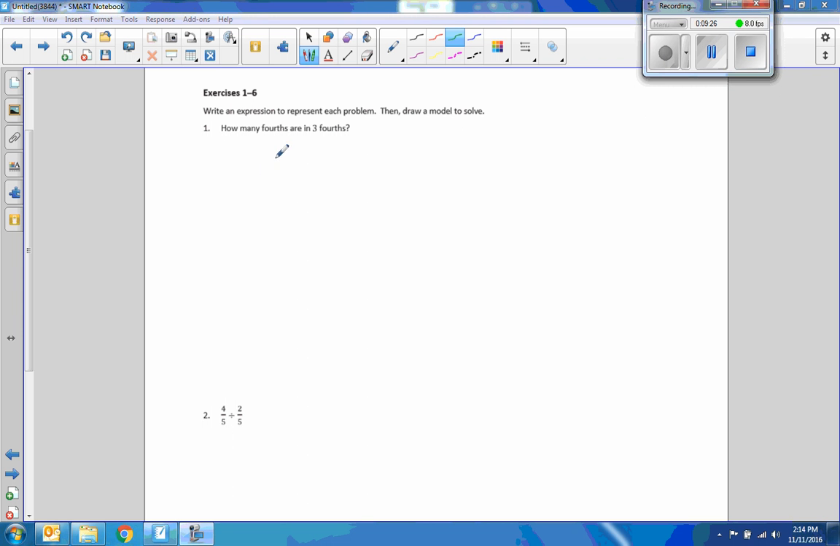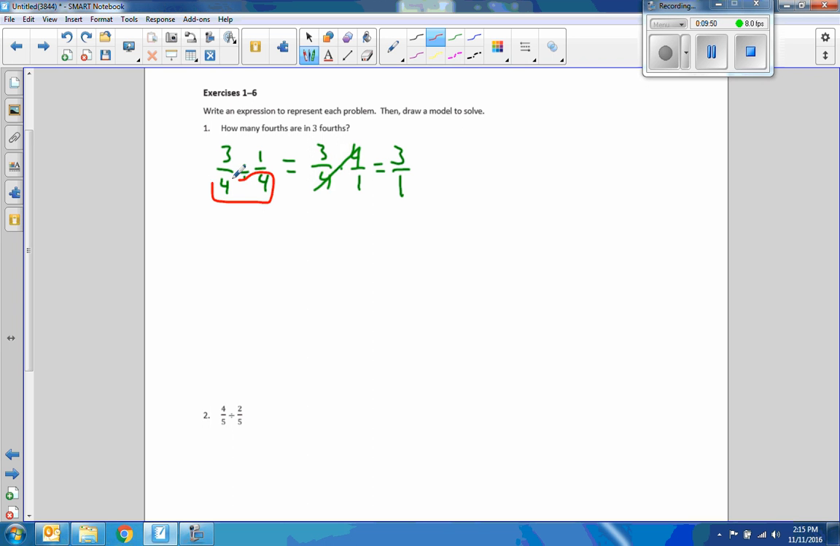Okay, this says how many fourths are in 3/4, which means 3/4 divided by 1/4 equals 3/4 times the reciprocal of the other. The 4's cancel, and we get 3 over 1. Another way to look at fractions, I don't know if you've noticed yet or not, but if the denominator is the same, then we just say 3 divided by 1, and the answer is the numerators divided. The denominator is the same.